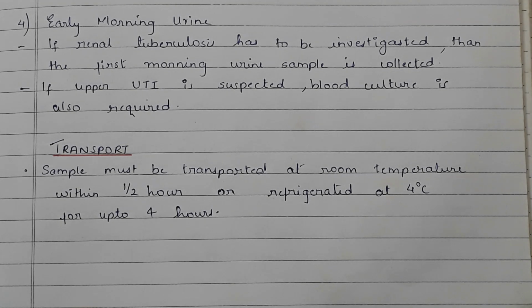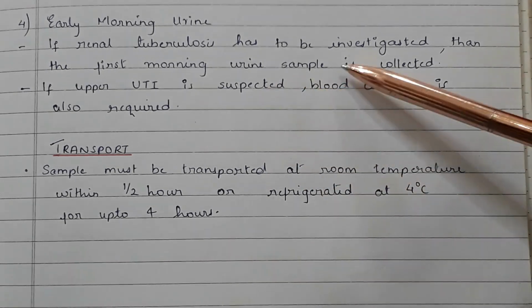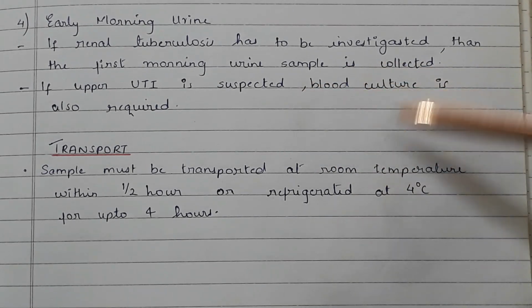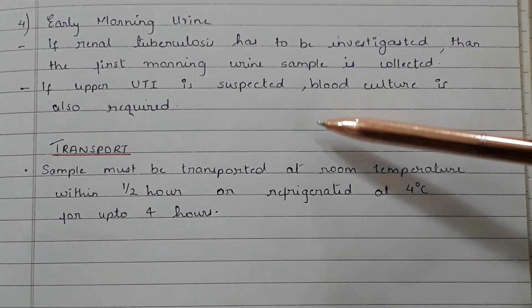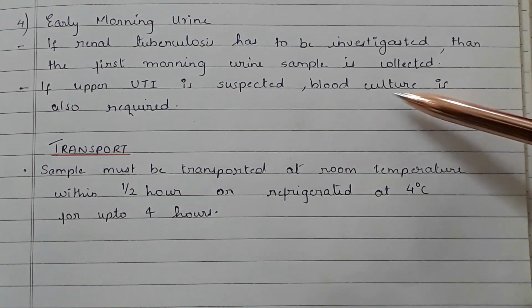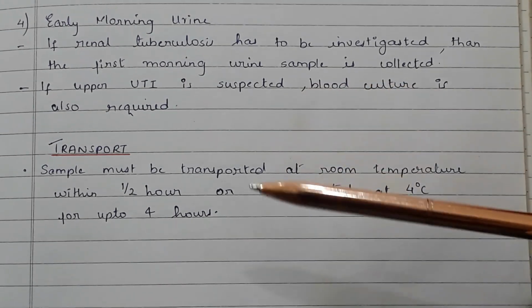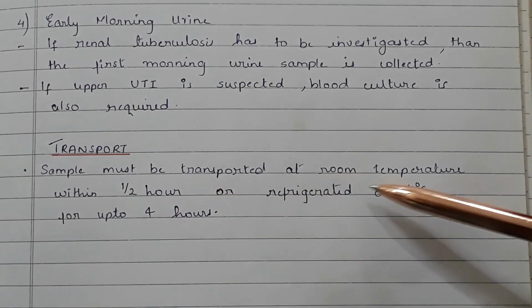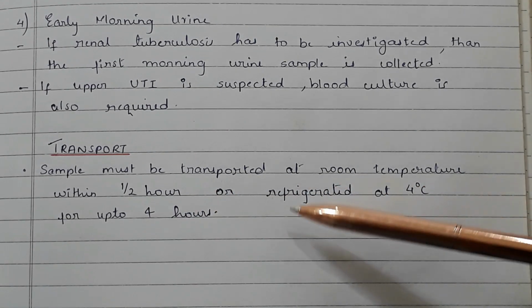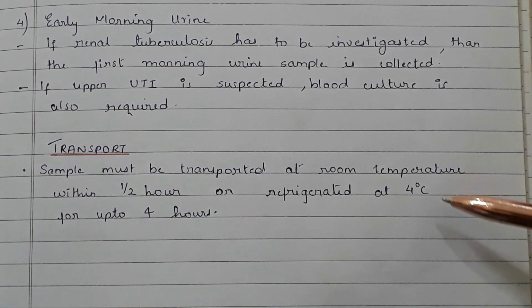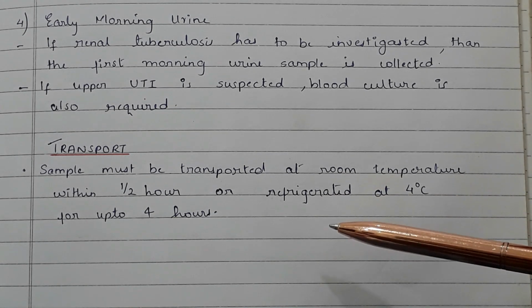Early morning urine. If renal tuberculosis has to be investigated, then the first morning urine sample is collected. If upper urinary tract infection is suspected, the blood culture is also required. Transportation: the sample must be transported at room temperature within half an hour, or refrigerated at 4 degrees Celsius for up to 4 hours.